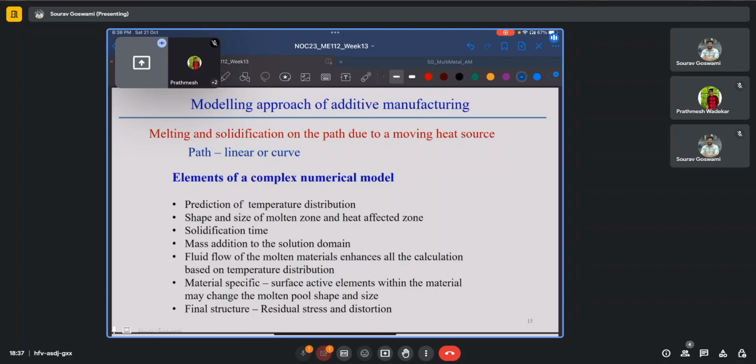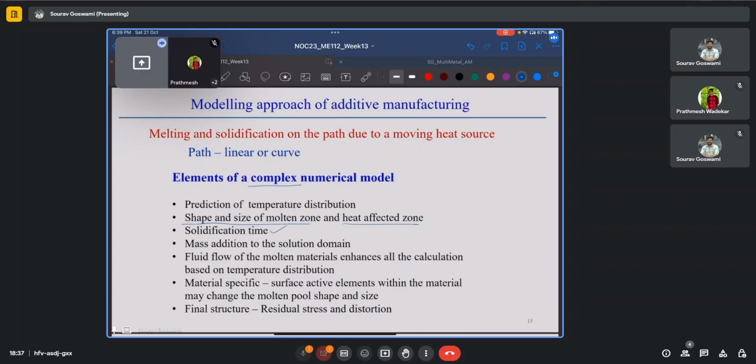Again, for the motion of the heat source, its path may either be linear or it can be along any random curve. And a complex, or let us say an accurate, numerical model will address most aspects that we discussed. It will predict the temperature distribution at the end of each pass or during a pass. It will predict the shape and size of the molten zone as well as the heat affected zone. It will give you some idea of the solidification time, and it will account for the mass addition to the solution domain.